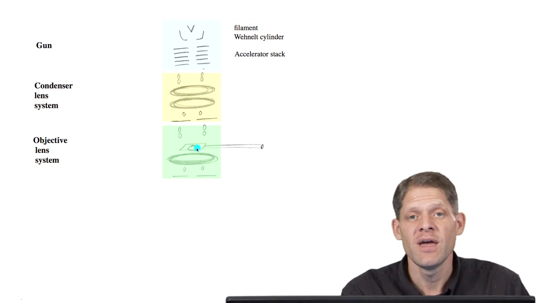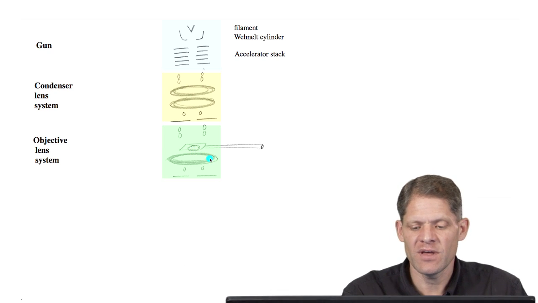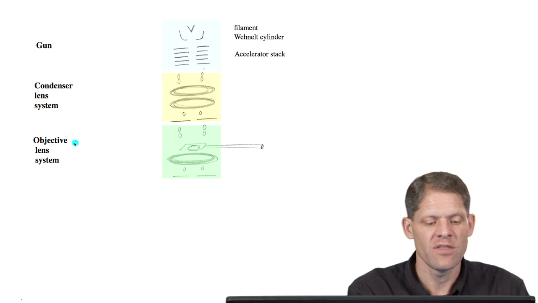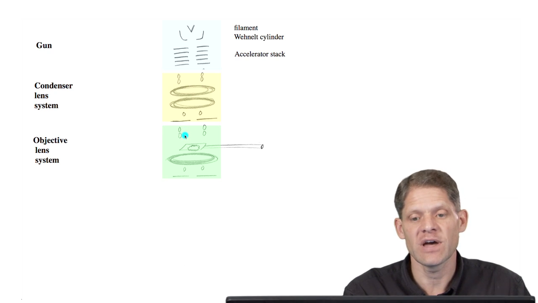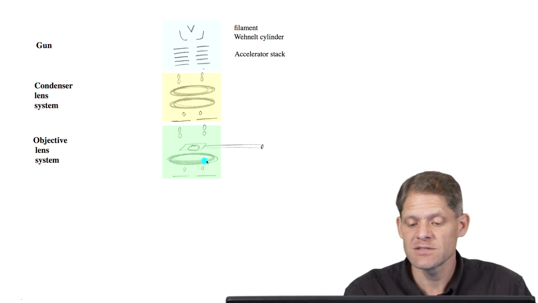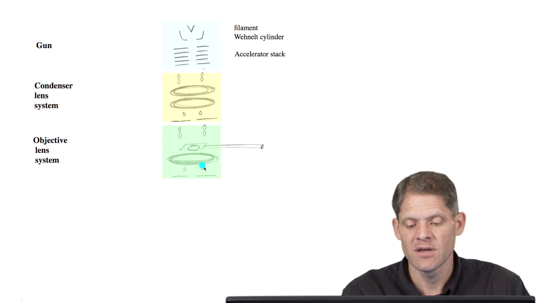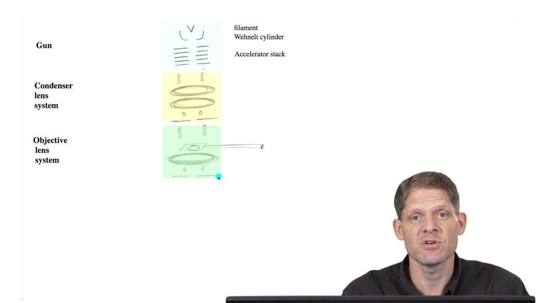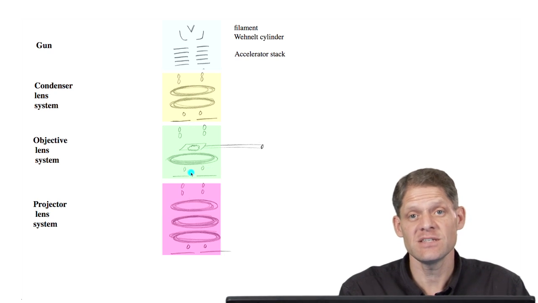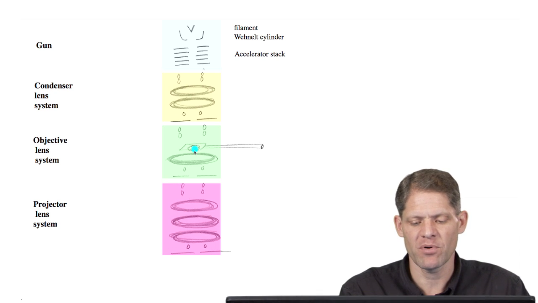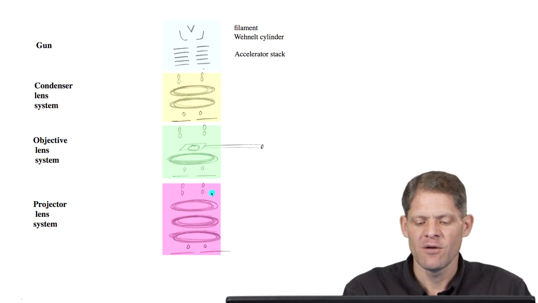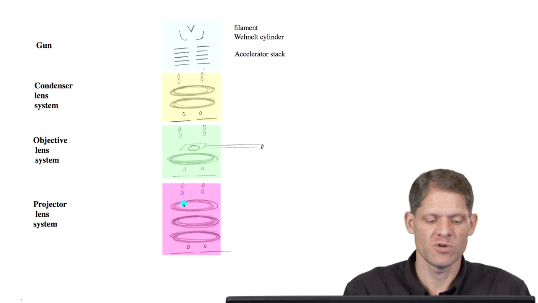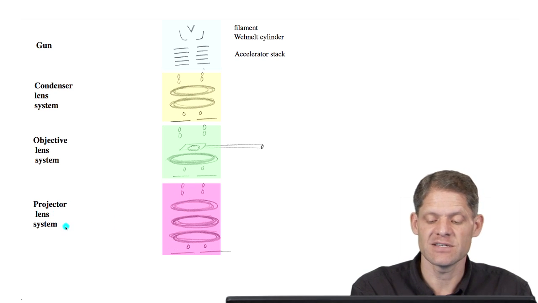Here's the sample, and the sample resides within the next lens system, which is the objective lens system. And the objective lens system has a pair of deflectors, the lens, here the objective lens, stigmators, and an aperture. The objective lens system produces a magnified image of the sample, and that magnified image is further magnified by the third lens system, which is called the projector lens system.